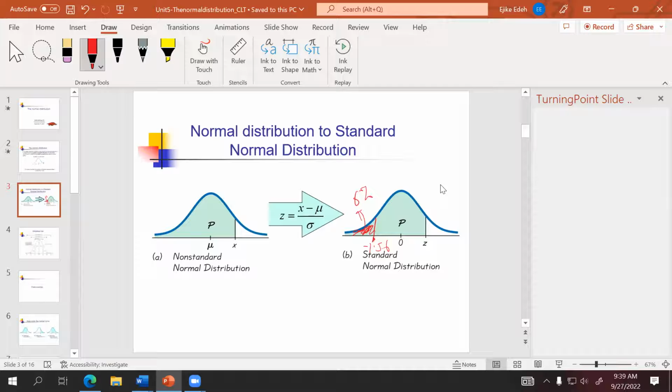But the question is asking you the value on this space, on the actual data. So what we want now is to use this formula to convert our z value back to this space, and that will be our result of analysis. So let's go back to that question.